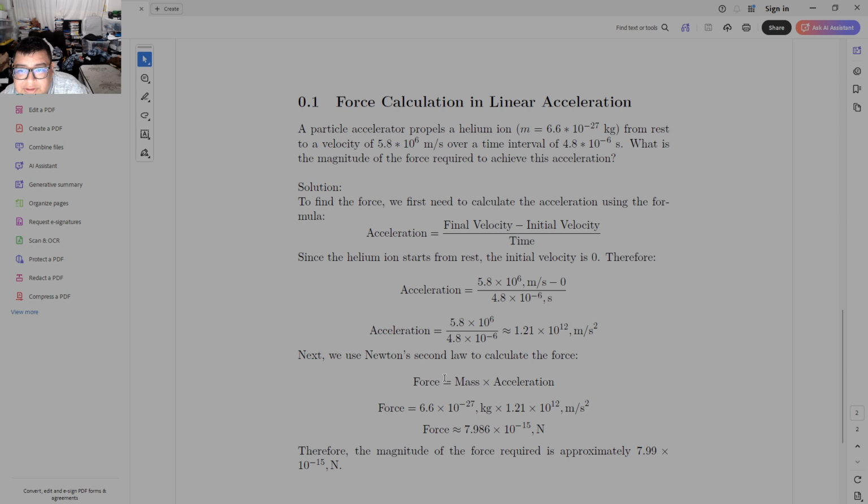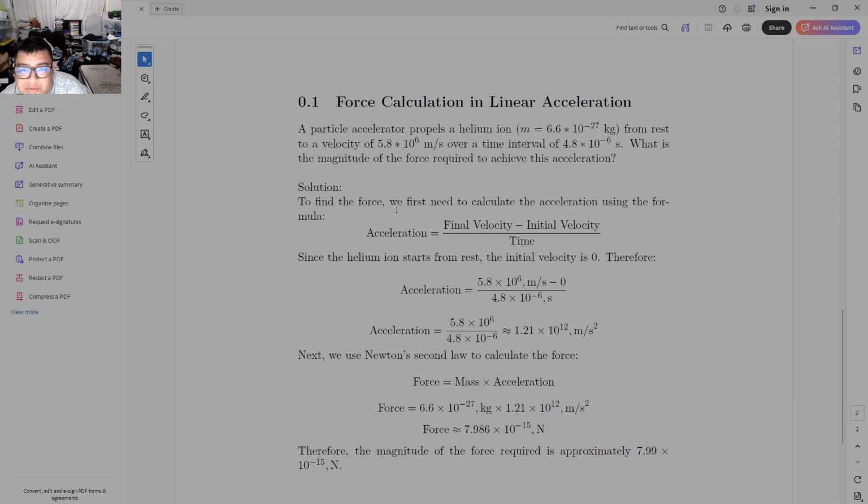Okay, so in the prompt they gave us that the mass is 6.6 times 10 to the negative 27 kilograms. So the mass we already have, but we need to compute the acceleration, and for that we're going to use other data that is given. We're going to use the velocity and the time interval.